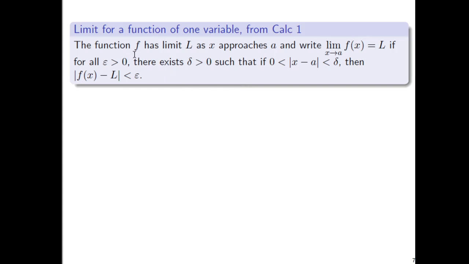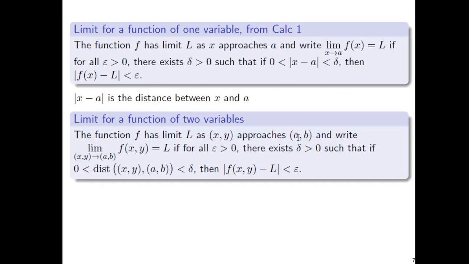So first of all, the function f has a limit L as x approaches a, and we write this notation if, and then here's the kind of language that's very proofy, but it looks like this: for all epsilon greater than 0, there exists a delta greater than 0, such that if 0 is less than absolute value of x minus a is less than delta, then absolute value of f of x minus L is less than epsilon. Just note here that x minus a, absolute valued, is the distance between x and a. And you can say a similar thing about the distance between f of x and L.